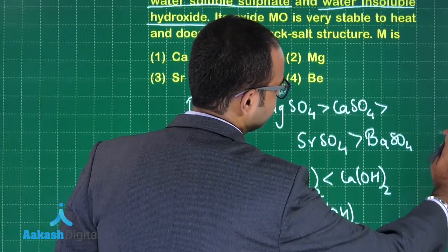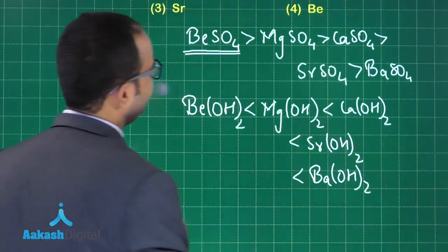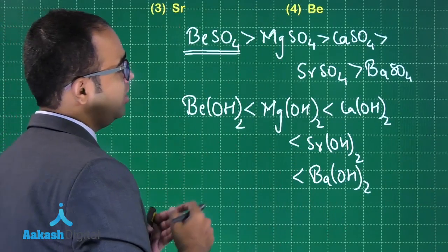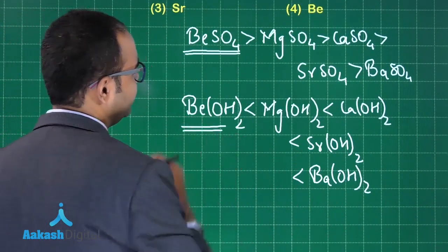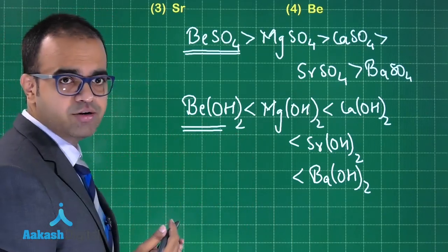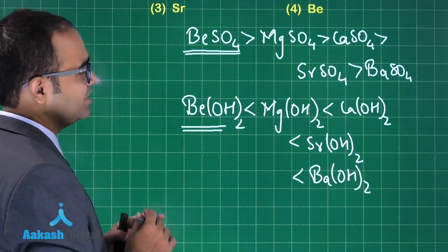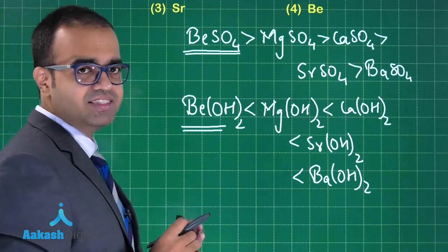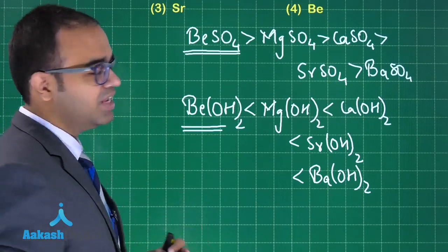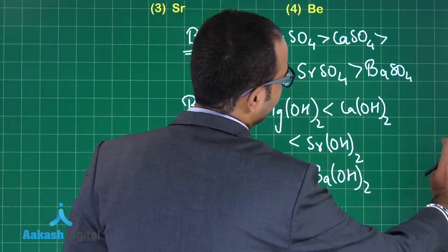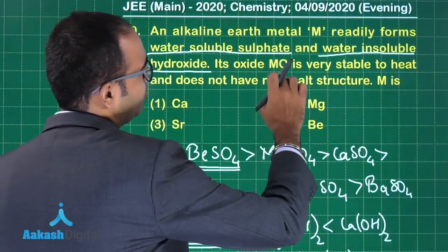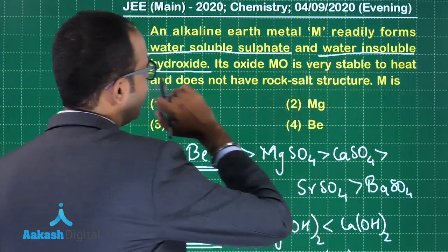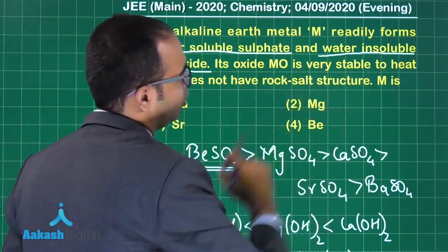Right? Are you getting this? Okay. So solubility is increasing. So least soluble hydroxide over here is beryllium hydroxide. Yes. Are you getting this? So till this point my guess is the element is beryllium. Let us go on to the next statement. What is the next statement? Its oxide MO is very stable to heat and does not have a rock salt structure.